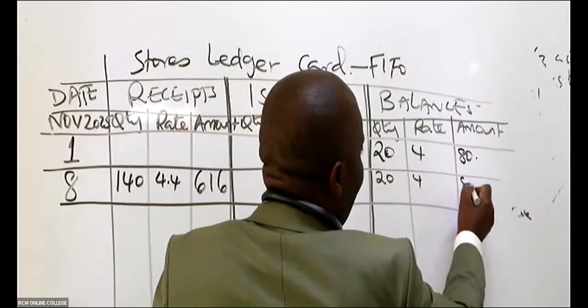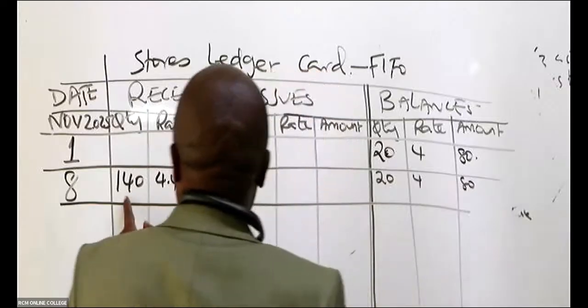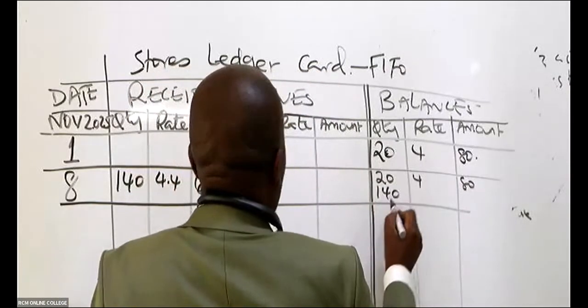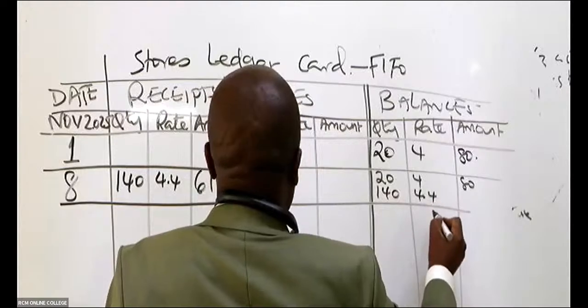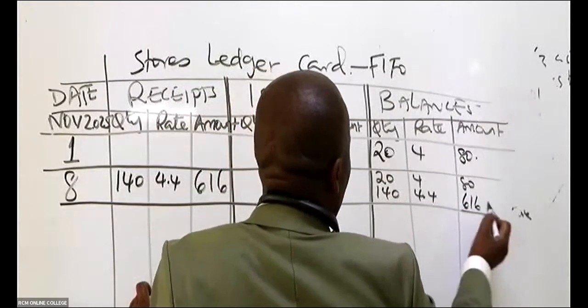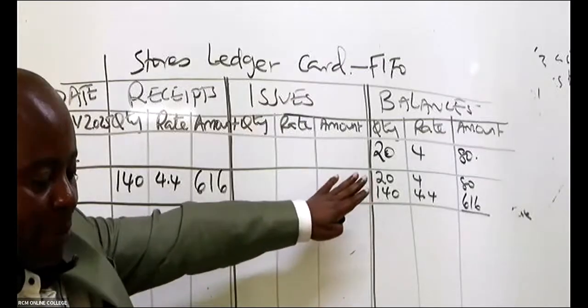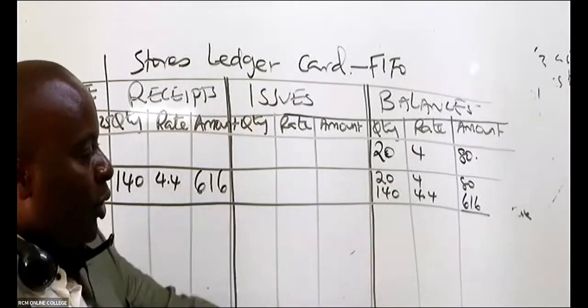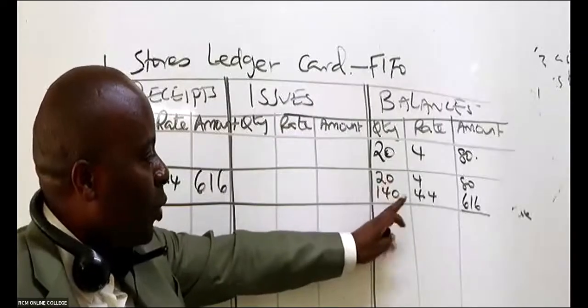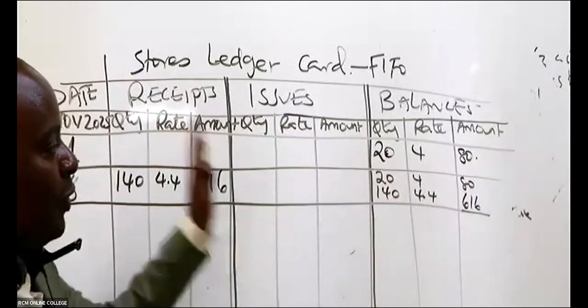24 at 80. And then now we have another new batch of 140 at 4.4. And then we have 616. So don't add. You leave the batches to be like that. Don't ever dare add 20 plus 141. No, don't add. Leave it like that.